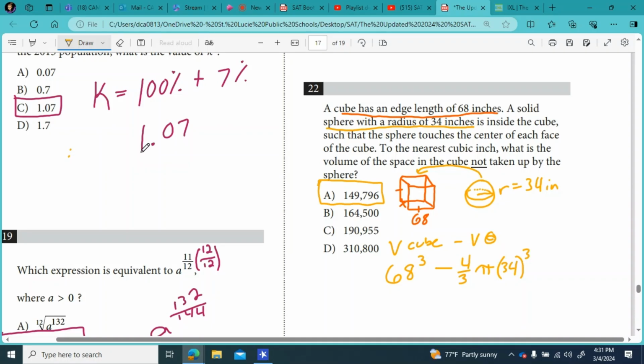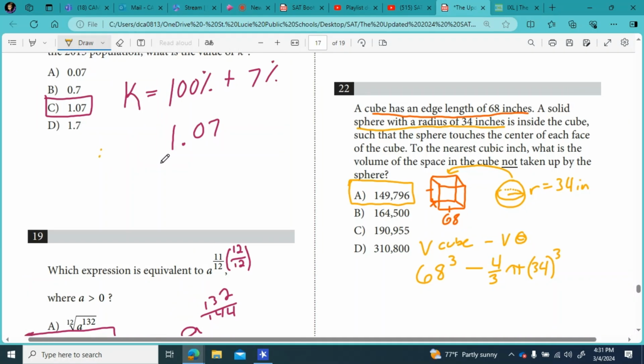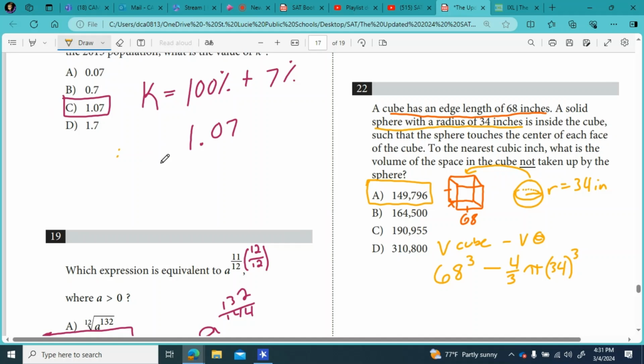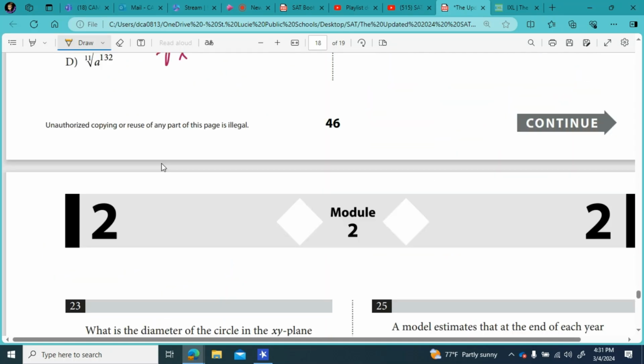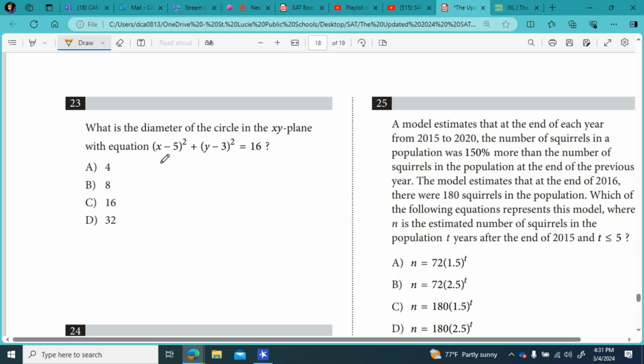And there were no formulas you needed to memorize for that. You just needed to be able to use the formulas that were provided to you on the reference sheet. And moving forward with question number 23. What is the diameter of the circle in the xy plane with the equation (x minus 5) squared plus (y minus 3) squared equals 16?